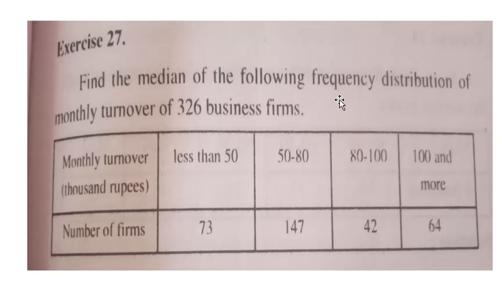Find the median of the following frequency distribution of monthly turnover of 326 business firms. Monthly turnover in 1000 rupees: less than 50, 50 to 80, 80 to 100, and 100 and more. Number of firms: 73, 147, 42 and 64. This is the information given in the problem. You have to calculate the median here. So let us go to the calculation.